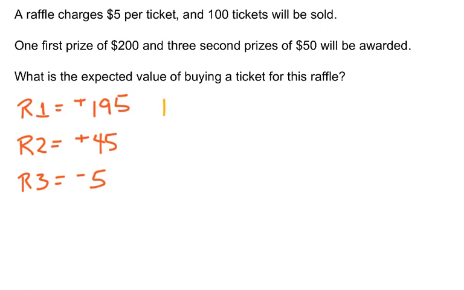Now let's look at the probabilities that go with those. The probability of result number 1. Well, let's see. They are selling 100 tickets, so there's 100 outcomes. And there's only one first prize winner. So the probability that I win that is 1 out of 100. The probability of result number 2. Again, there's 100 tickets. And the probability that I'm a second prize winner, well, there's 3 of those. So the probability that I'm a second prize winner is 3 out of 100.